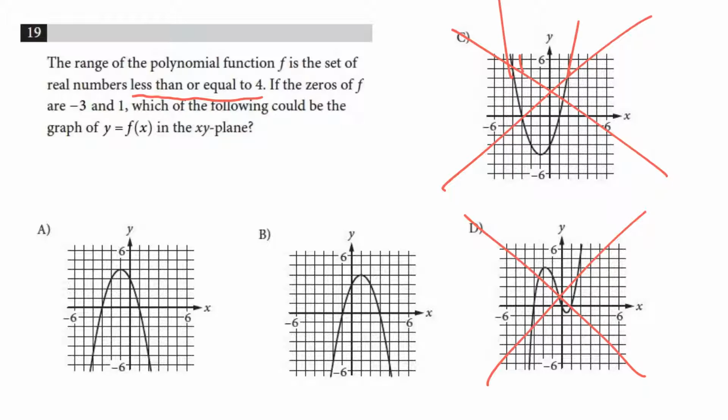All right. So take a look at A and B. Well, these both max out at 4. So they both have a maximum value of 4. And so we need to look at the x-intercepts. The x-intercepts are -3 and 1. Well, that would work for A, but it would not work for B. B, we have an intercept at -1 and 3. So B is not our solution. A for 19.